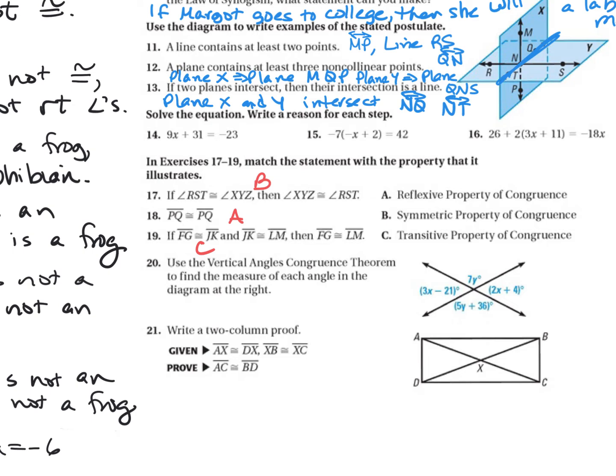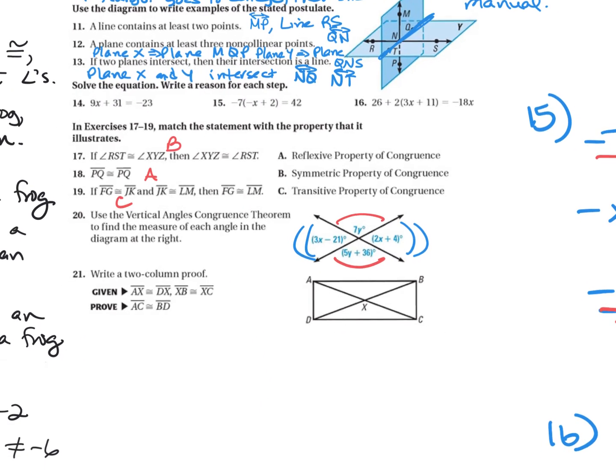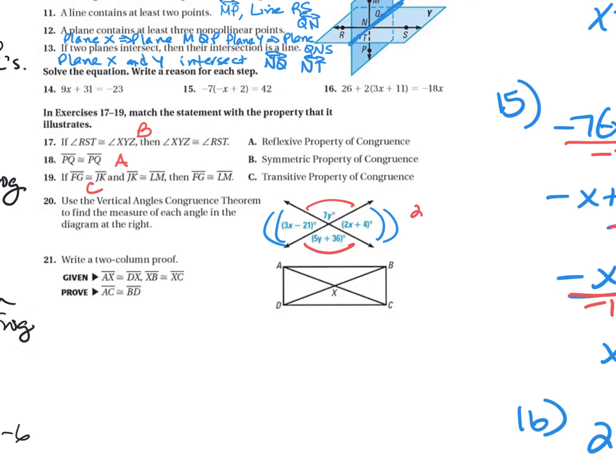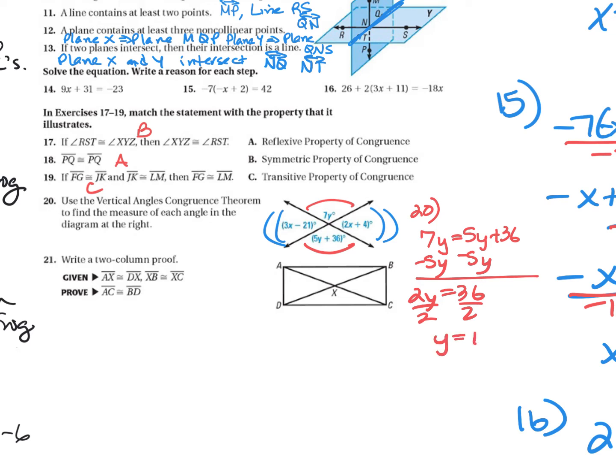For number 20, it wants us to use the vertical angles congruence theorem to find the measure of each angle. So I know that vertical angles are congruent. So I'm going to set the vertical angle expressions equal to each other. So for number 20, first I'll do y. And I'm going to set 7y equal to 5y plus 36. I'm going to go ahead and subtract 5y. 2y equals 36. Divide by 2, y equals 18.